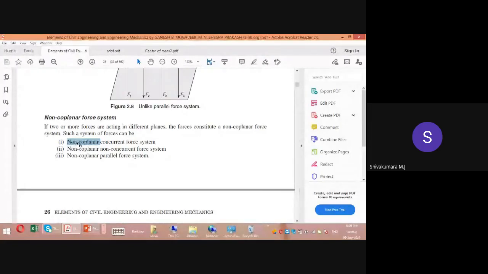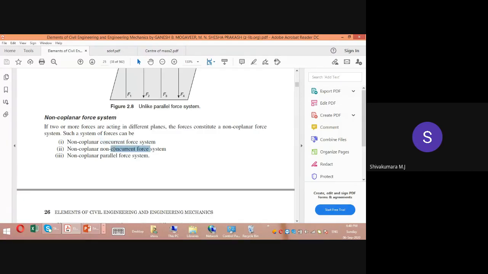Sir, non-coplanar means forces are acting in different planes. And concurrent means the line of action of the forces meets at one single point. So in a non-coplanar concurrent system, the forces are lying in different planes, but the line of action of the forces meets at one single point.